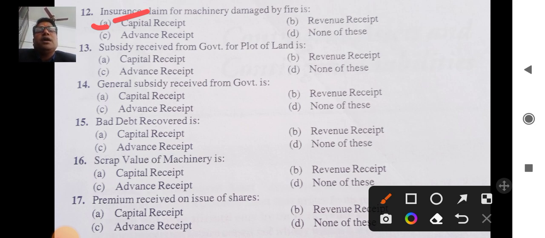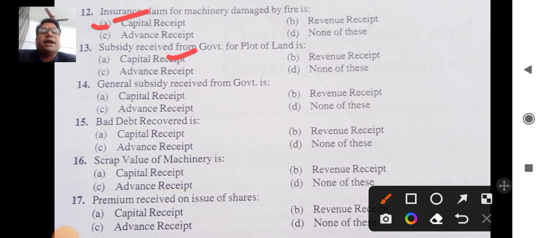And the same as question number 13, subsidy received from government for plot of land. Now you may consider that plot is one of the capital assets and you have received a subsidy on it. So when you get a subsidy over the plot of land, land is one of the capital assets, therefore it will be capital receipts. It means question number 13's answer A should be the correct answer for this question.